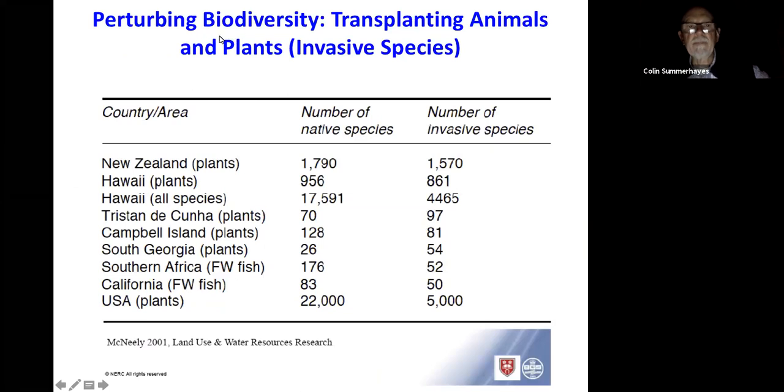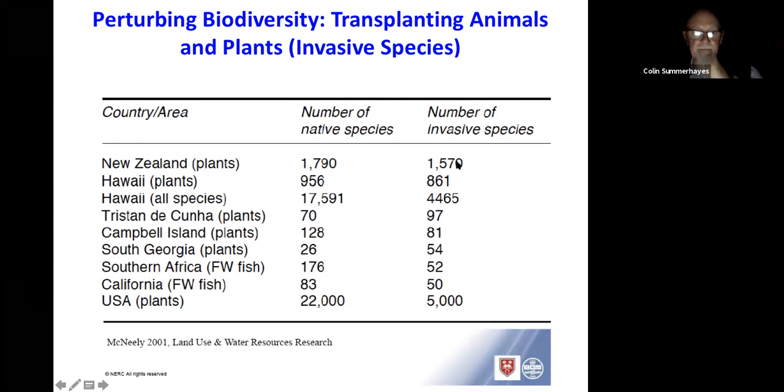We've also been perturbing biodiversity with colonization. We transplanted loads and loads and loads of animals and plants from one area to another. In effect, they operate as invasive species. So looking at this list, it is just a typical list, not a comprehensive one.